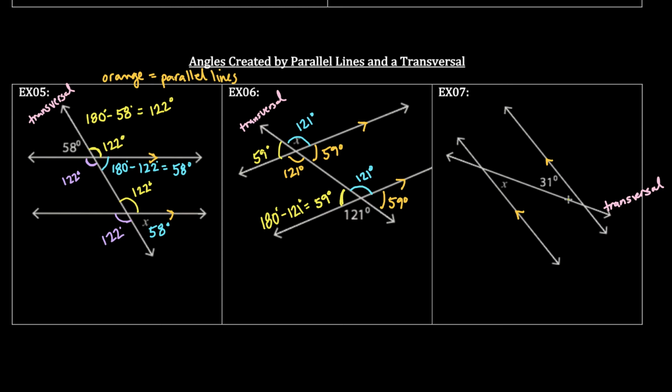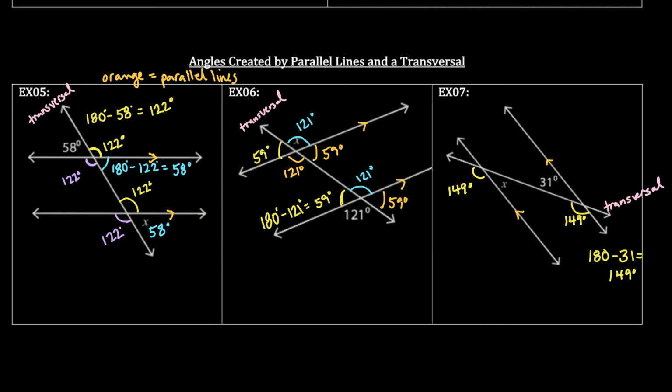Okay, let's try to do this one. This one's a little weird looking, but we know that this angle and this angle are supplementary. So 180 minus 31 degrees is 149 degrees. So I'm going to put 149 degrees. But that means this angle right here is also 149 degrees.